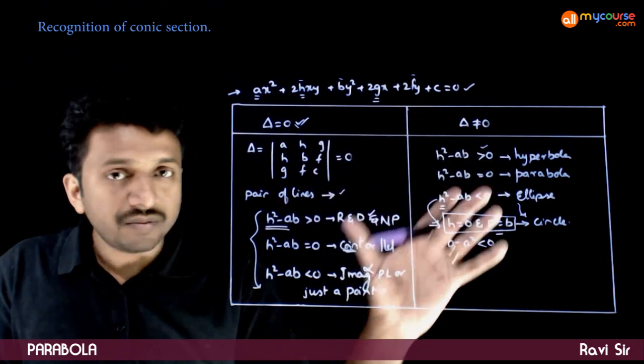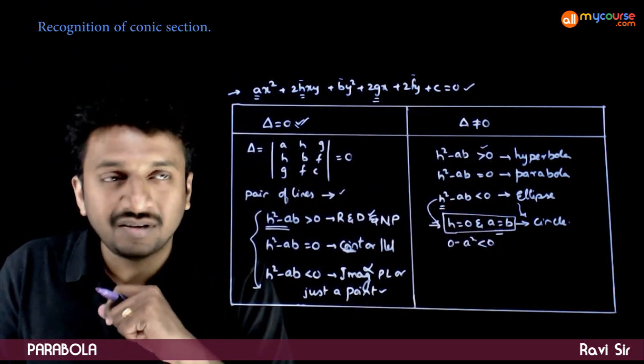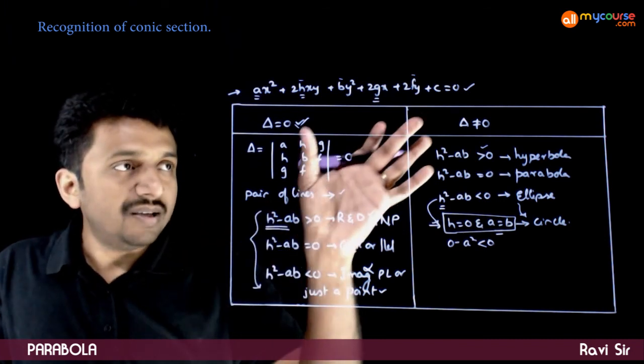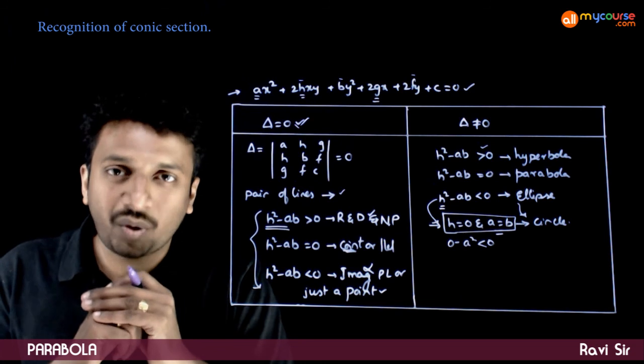So this is how we recognize the nature of a conic section. I hope you understand the steps. First delta, then h² − ab. These are the two quantities which are required.